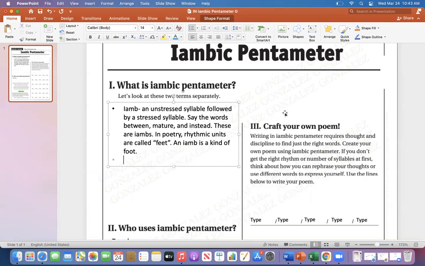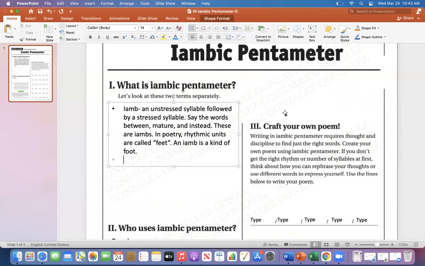Okay, so remember I said it's an unstressed followed by a stressed. So when you say between, mature, see how chur is a little bit more stressed. Instead, stead is a little bit louder, has a little bit different of a sound to it.